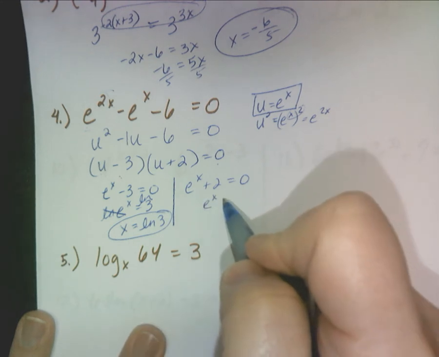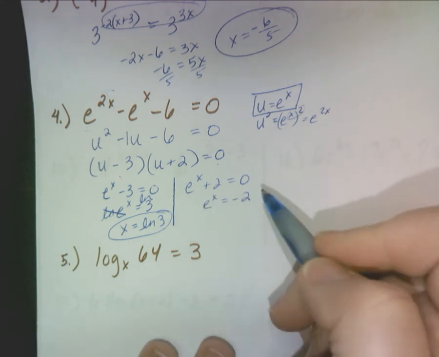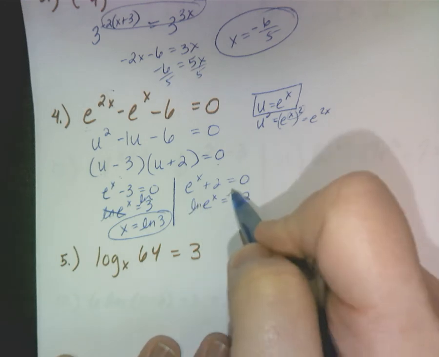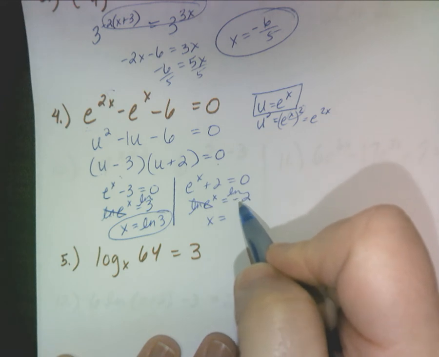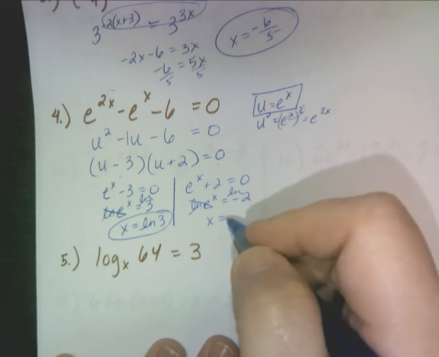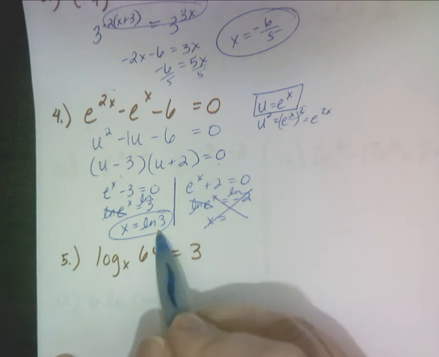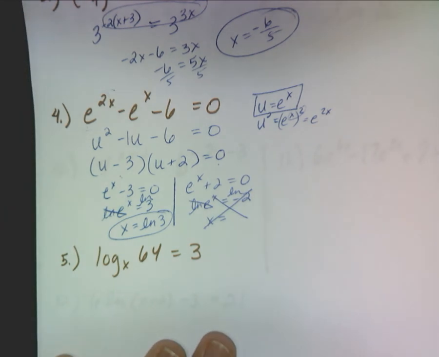E to the x equals negative 2. And then I take the ln and e cancel. X equals, can I take the ln of a negative 2? No. Okay. So that is my only answer. X is ln of 3.